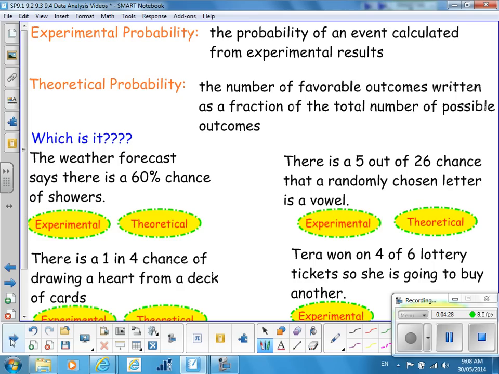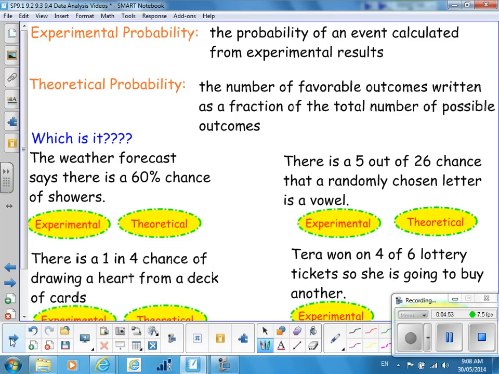There is a 1 in 4 chance of drawing a heart from a deck of cards. Well, if you know what's in a deck of cards, there are 4 suits, and there are the same number of cards in each suit. Therefore, it is true that 1 of every 4 cards in a deck is going to be a heart. So that is theoretical probability.